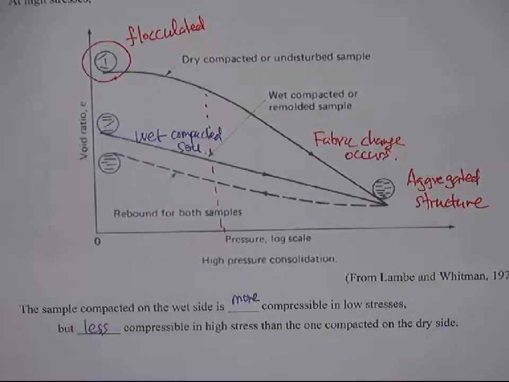Rebound for both samples means that you start from here, and you increase the load. So as you compress the soil, you get to this point. So the void ratio has changed by this much, right? And rebound means that you are lifting the dead weight, so you're decreasing the load. So now it doesn't go all the way to the original state, it will end up somewhere here. So that's a rebound. Rebound means unloading.